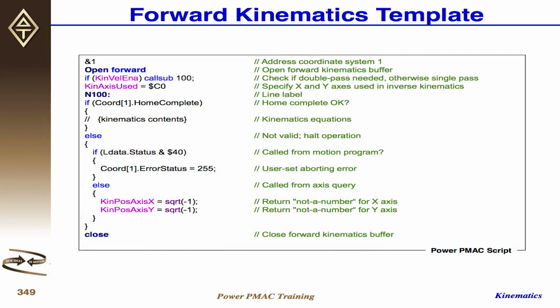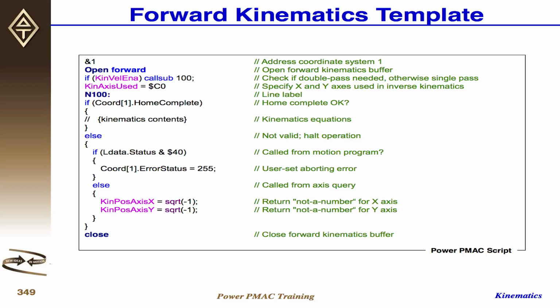Okay, for all the functions that we have offered in forward kinematics, which is this. So basically, this is the most important slide in forward kinematics. You just copy and paste this, and then you put your equation in here, and that's it. Okay. Let me go through this again. So first you have this double pass function in here. So you do if king val enable call sub 100, and then this is the king axis used. Here I only use x and y. So you add the hex bit numbers together. This is the number with the x and y.